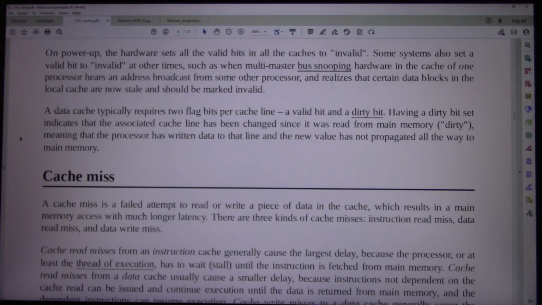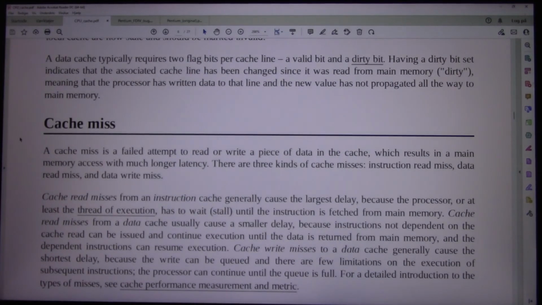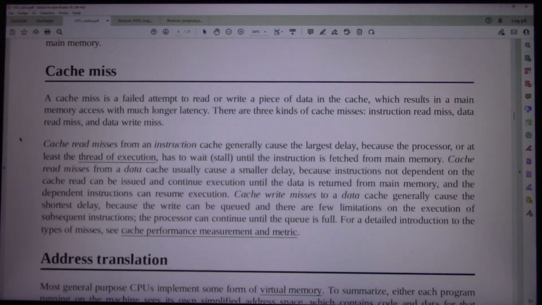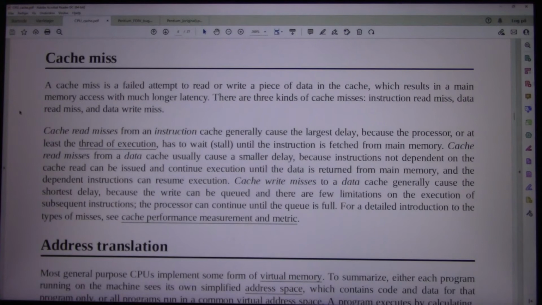Cache read misses from an instruction cache generally cause the largest delay, because the processor, or at least the thread of execution, has to wait, stall, until the instruction is fetched from main memory. Cache read misses from a data cache usually cause a smaller delay, because instructions not dependent on the cache read can be issued and continue execution until the data is returned from main memory, and the dependent instructions can resume execution.